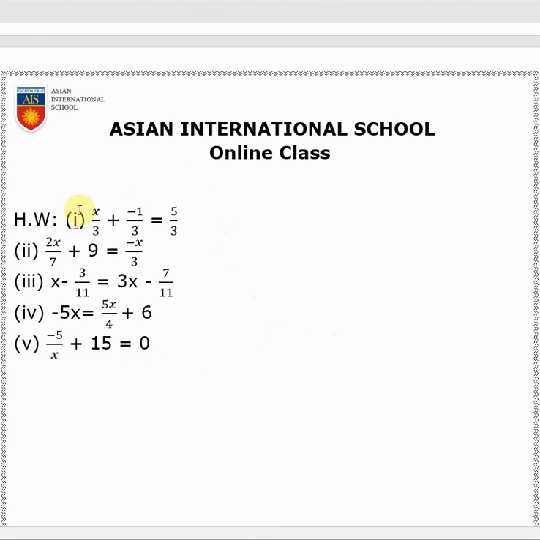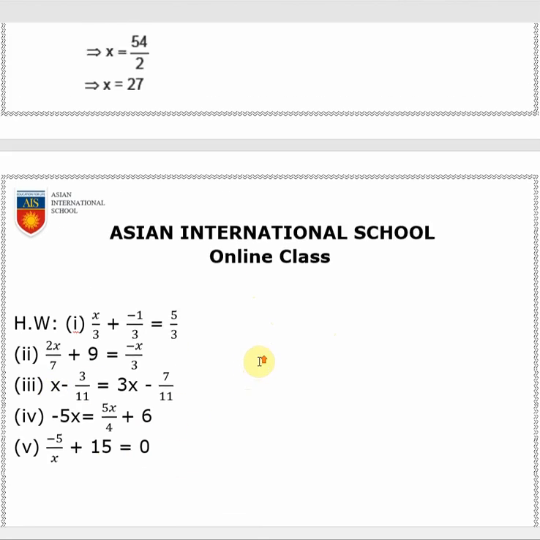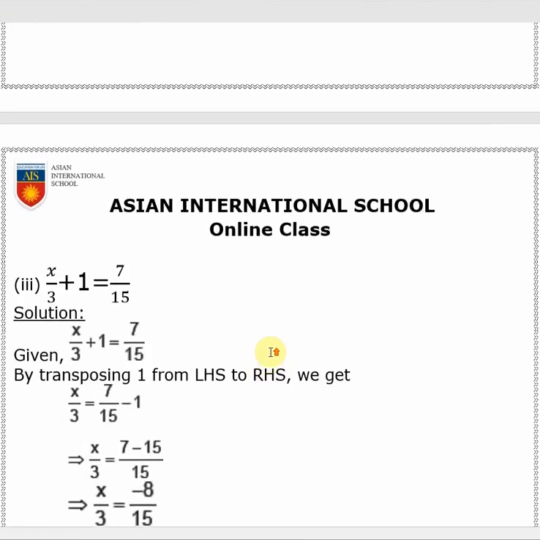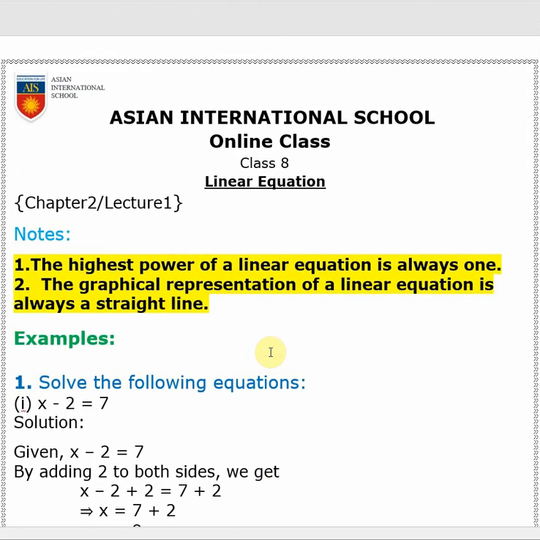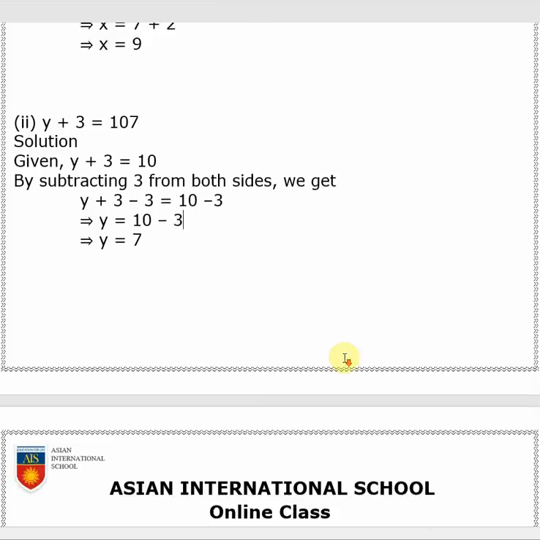So please try all these sums in your home, and practice more sums if you can, finding from somewhere else. If you cannot come up with any solution of any sum, please let me know.